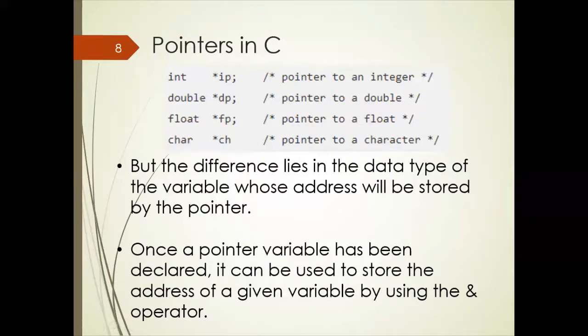Now, the difference lies in the data type of the variable whose address will be stored by the pointer. I'm repeating that again. If, for example, you declare a pointer of this type, IP would store the address of another variable, but that variable needs to be an integer itself because that pointer is of type int. Similarly for double, float, and character. Once a pointer has been declared, it can be used to store the address of a given variable by using the ampersand operator.